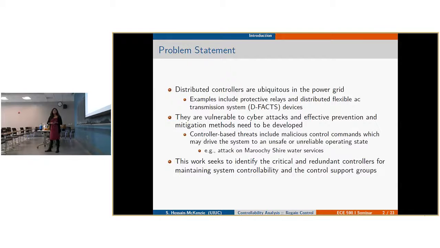Of course, this isn't the only industrial control system, and my focus is on distributed controllers in power systems. So this work is seeking to identify the critical and redundant controllers to maintain system controllability, and also the control support group. So which controllers help each other the most in achieving some control objective.